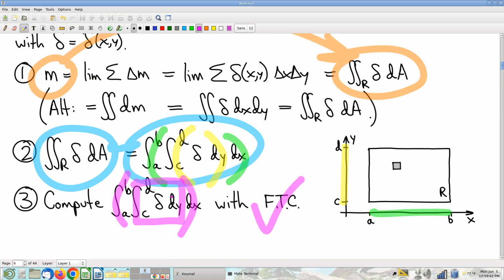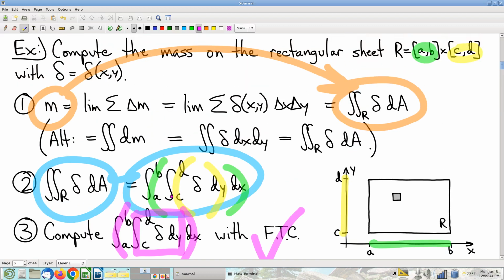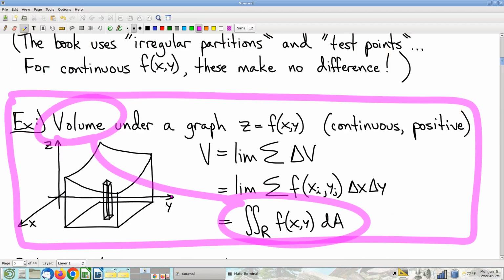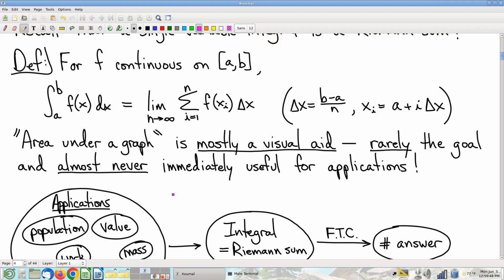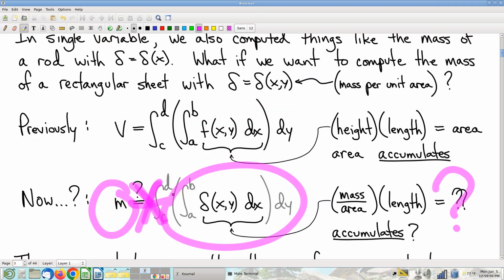Okay, so three-step process, and we've now got a reasonable argument that allows us to avoid this. What do you do? I don't know what mass per unit area times length even is. Nightmare of an impediment to an argument that we saw last time.